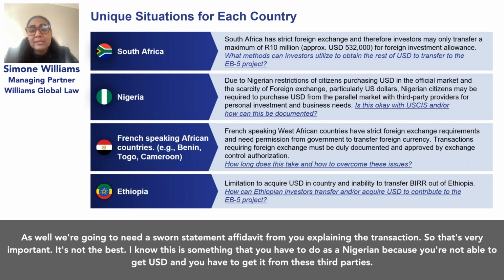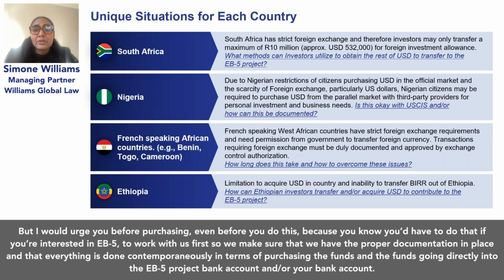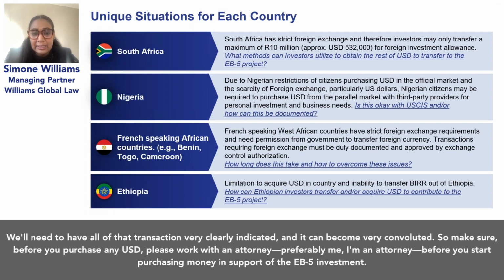So that's very important. It's not the best, I know this is something you have to do as a Nigerian because you're not able to get USD, and you have to get it from these third parties. But I would urge you, even before you do this, if you're interested in EB-5, to work with us first, so we make sure that we have the proper documentation in place and that everything is done contemporaneously in terms of purchasing the funds and the funds going directly into the EB-5 project bank account and/or your bank account. We'll need all of that transaction very clearly indicated, and it can become very convoluted. So even before you purchase any USD, please work with an attorney, preferably me, but an attorney, before you start purchasing money in support of the EB-5 investment.